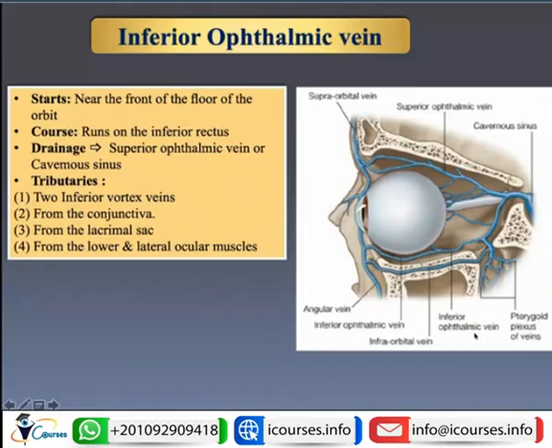The inferior ophthalmic vein starts near the floor of the orbit and runs along the inferior rectus to drain either into the superior ophthalmic vein or directly into the cavernous sinus. It receives tributaries from the 2 inferior vortex veins and from the conjunctiva and lacrimal sac and lower and lateral ocular muscles.